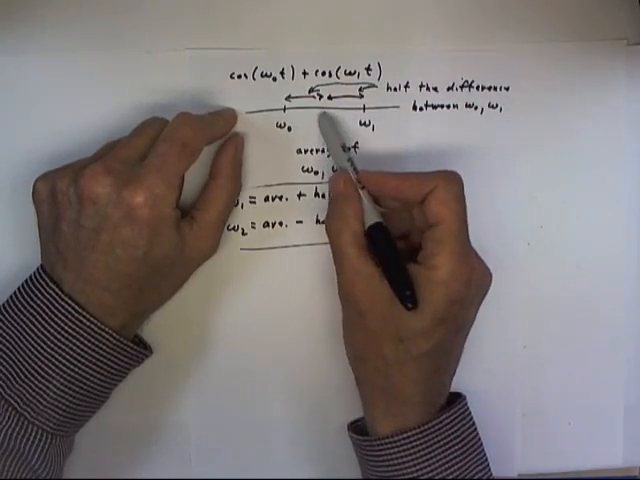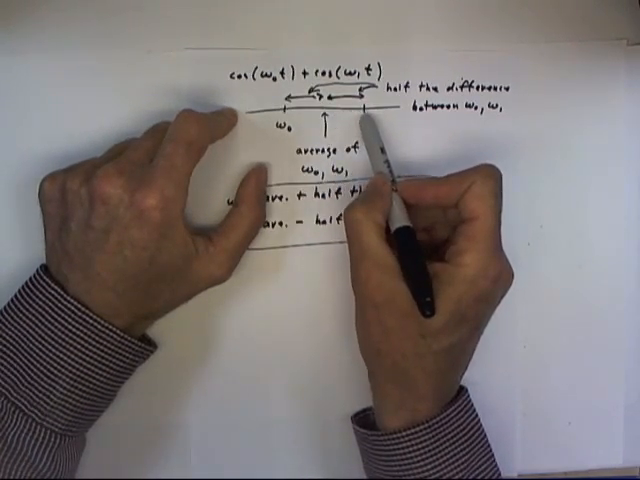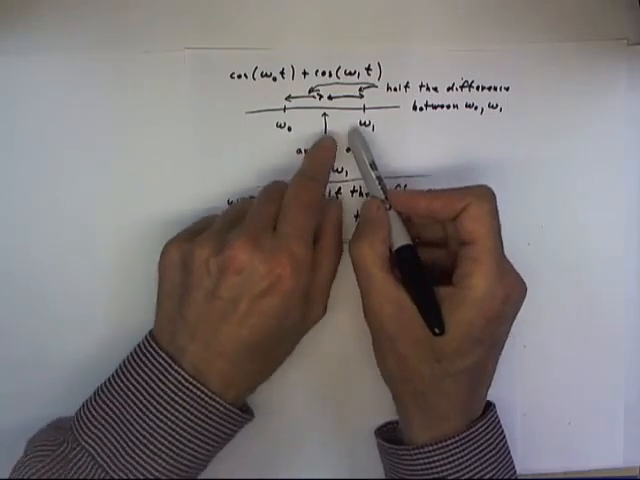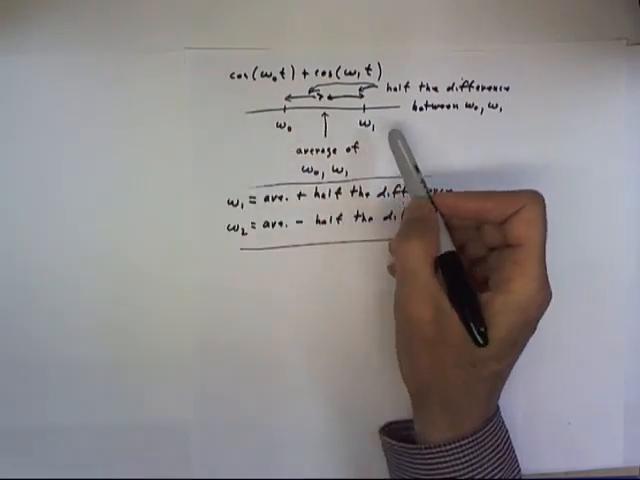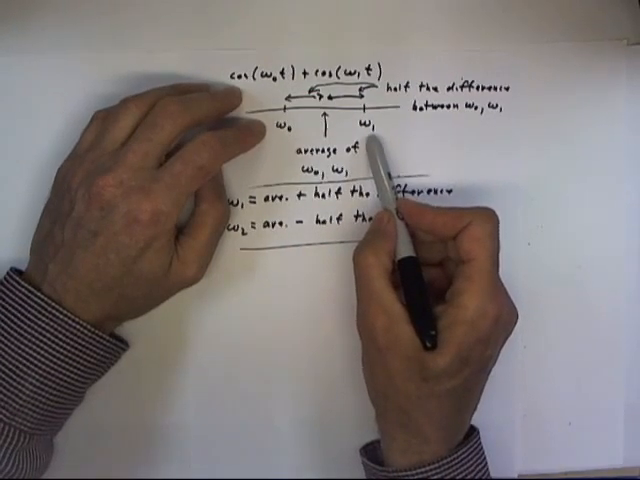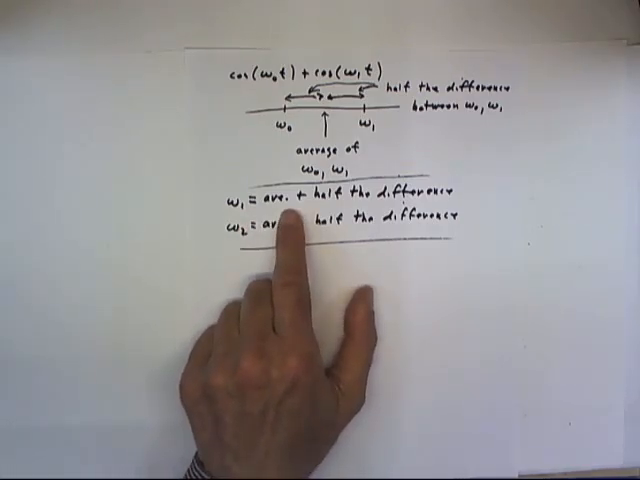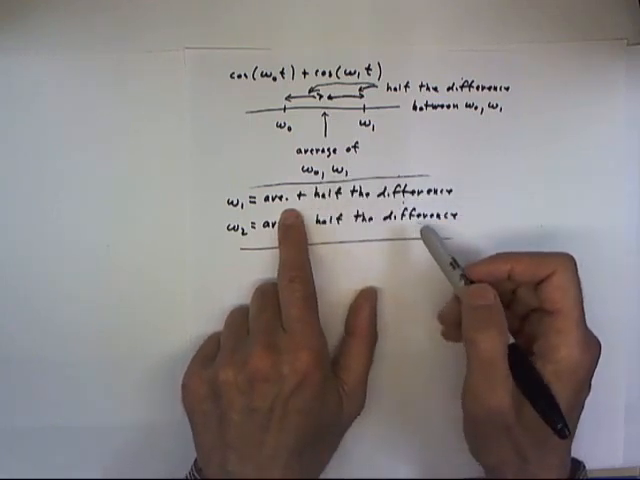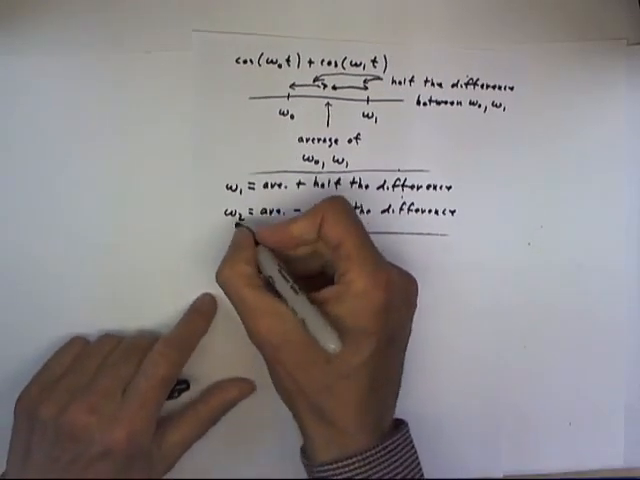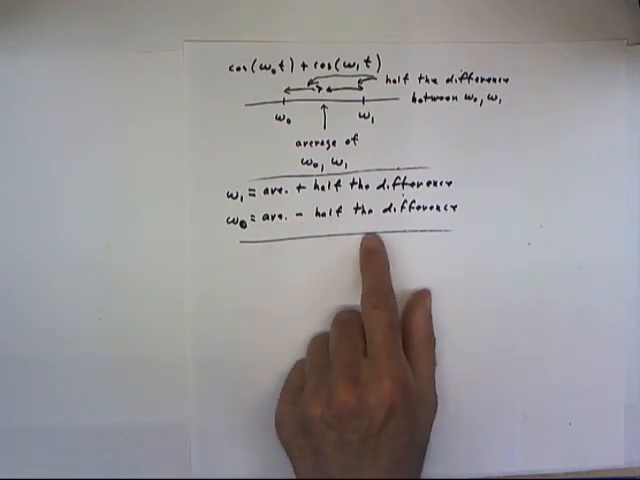Then, right halfway in between, we have the number that represents the average of omega naught and omega 1. And the distance between the average and omega 1 is half the difference between omega naught and omega 1, since the average lies halfway in between. From here to here is half of that difference. And on this side, of course, omega naught lies at half the difference between omega naught and omega 1 on the other side of the average. So omega 1 is the average of the two angular frequencies plus half the difference, whereas omega naught will be the average minus half the difference.